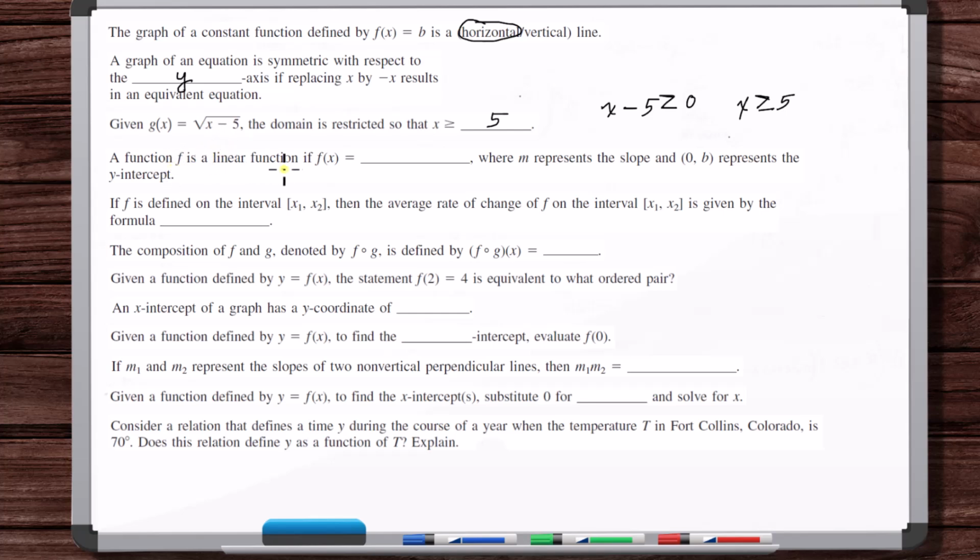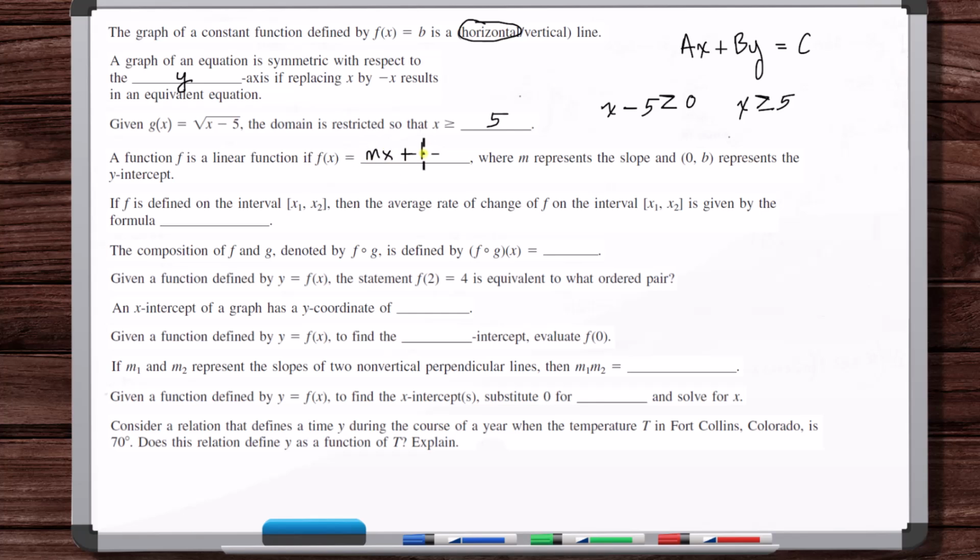A function f is a linear function if what? Okay, so we saw the standard form for the equation of a line is this. But that's not a function, because you want to write it to where it's like y is equal to something. It's like a machine: you put in an input, you get an output. Here, yeah, I could put in an x, but then I have to solve for y to get the y. So it's technically not in function notation. You want to solve for y. If you solve this for y, you get the slope-intercept form.